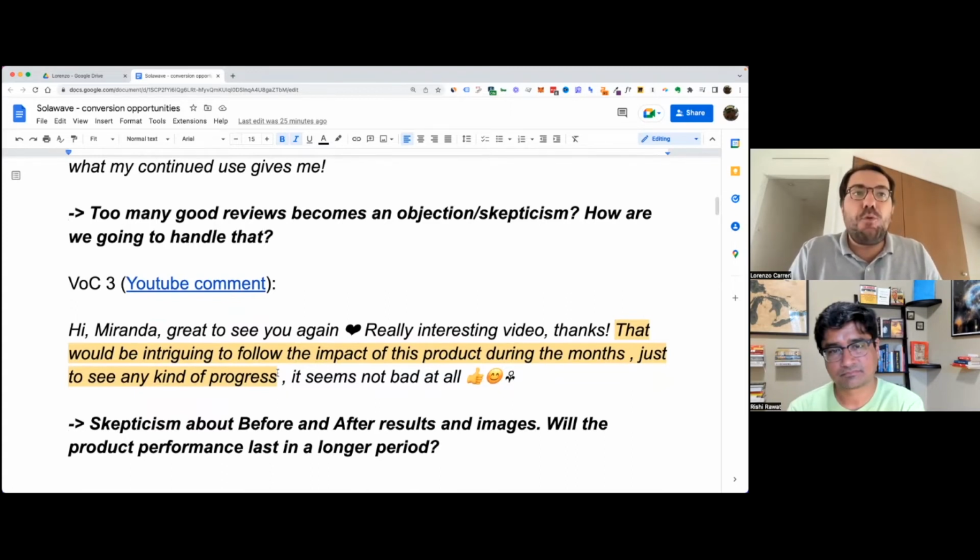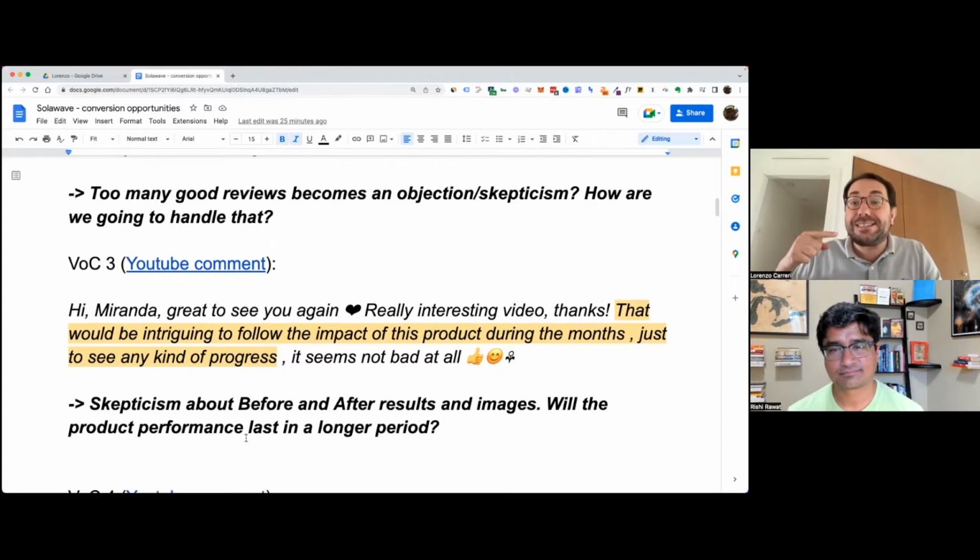This one says that would be intriguing to follow the impact of this product during the months, just to see any kind of progress. So what this person is referring to is, in that YouTube video, the influencer showed the results after only a few days, basically how her skin looked before she applied the device, and maybe after 2 or 3 days, right? Now, what this person is saying is that she has some sort of skepticism about the before and after images that this influencer showed, because she would love to see how the same product performs in the longer run, rather than just a couple of days.